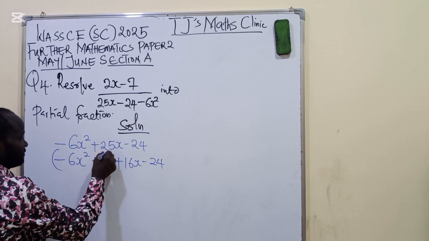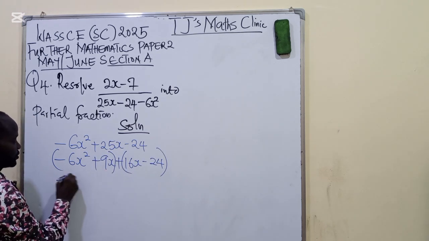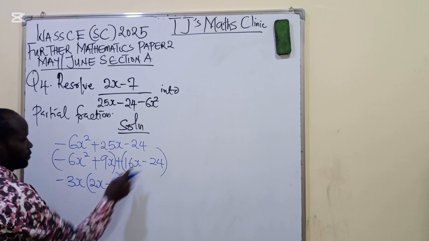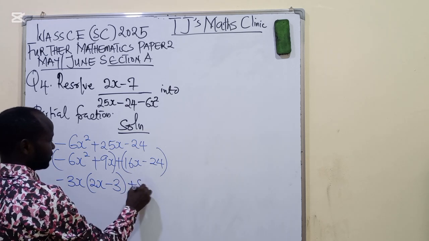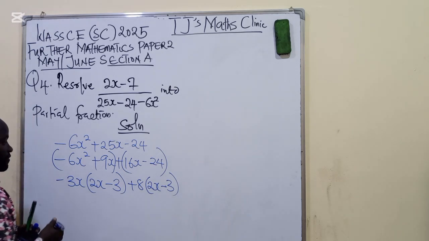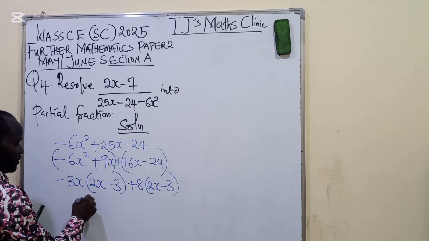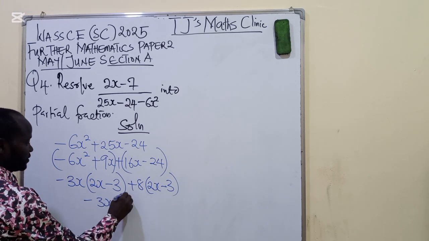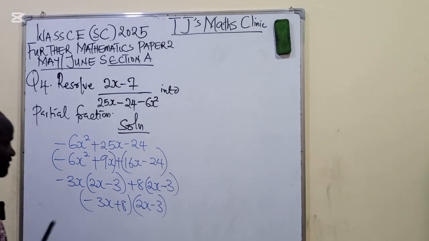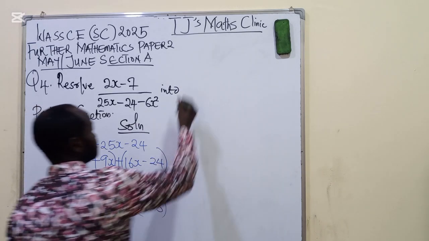We can group this and factor out. What is common here, of course, is minus 3x, into 2x minus 3. Here, what is common is plus 8, that will be plus 8 into 2x minus 3. Very important: you see that what we have in the brackets are the same. So we take what we have outside. That will be minus 3x plus 8 in one bracket, then 2x minus 3 in another bracket. So this is the factorization of this quadratic expression in the denominator.